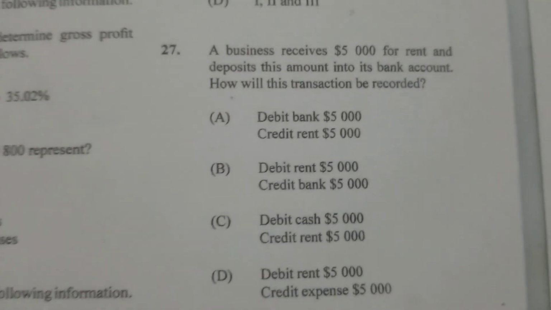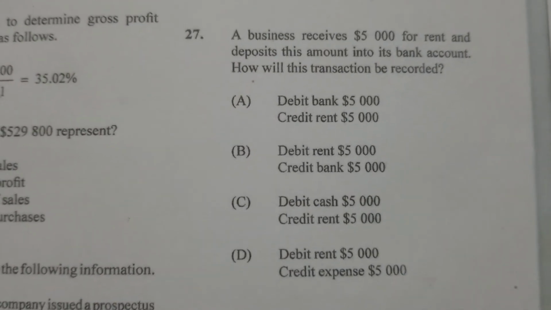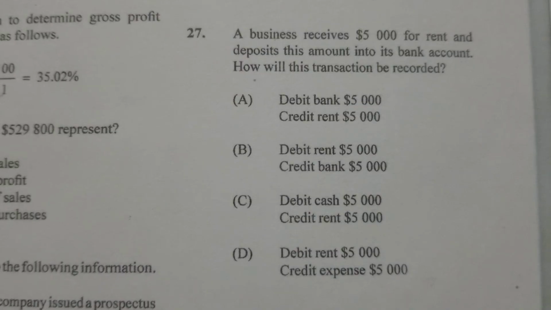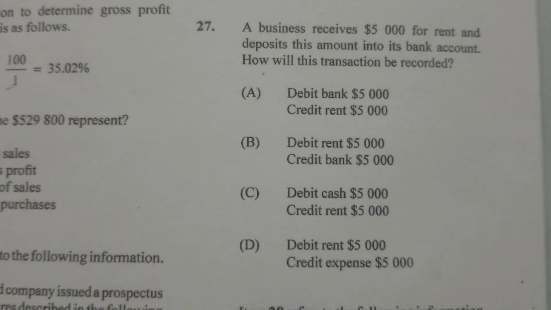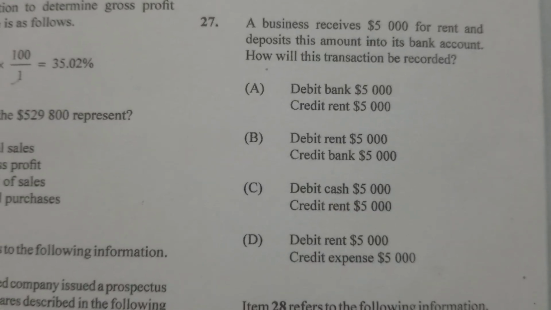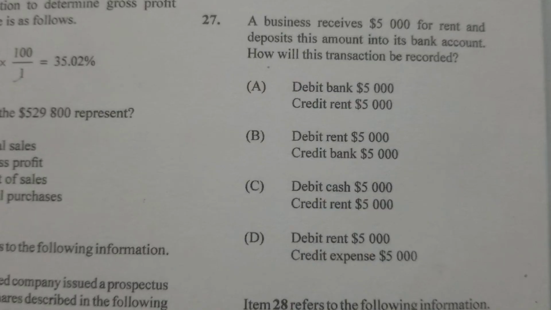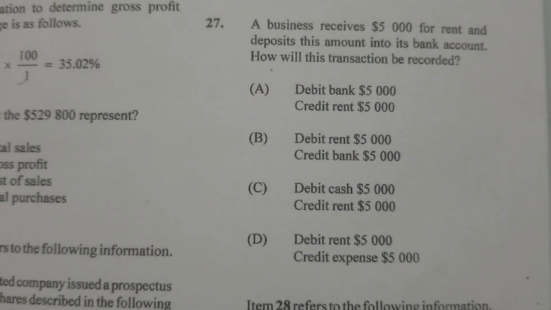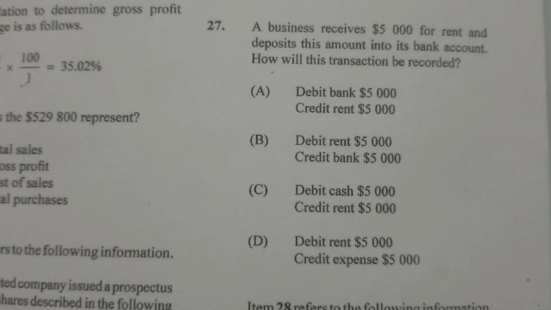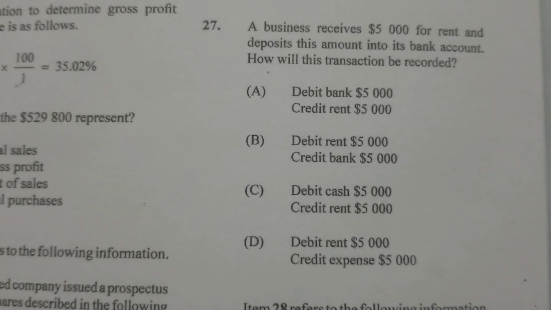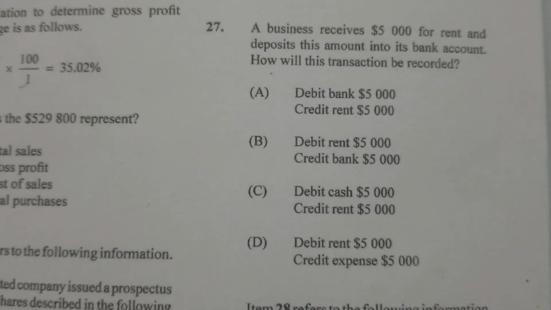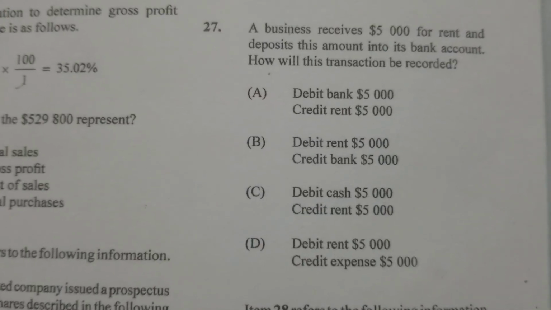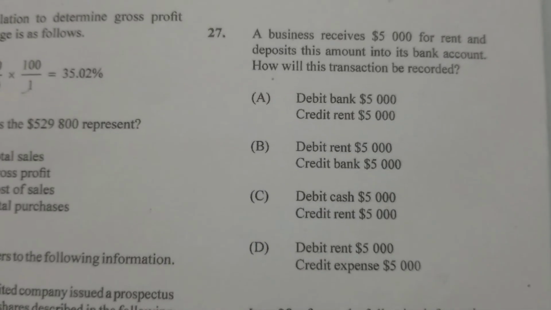Question 27. Question 27 says a business receives $5,000 for rent and deposits this amount into its bank account. How would this transaction be recorded? The answer is A, we're debiting bank account and crediting rent. Remember now, it is rent received, so it's an income. We're going to credit it, and we're receiving the money in the form of a check. We're putting it in the bank, so the bank is receiving, so we debit the bank account. All right, so it's A.